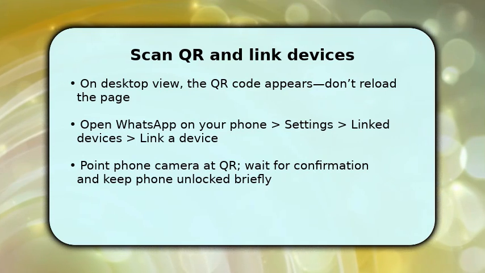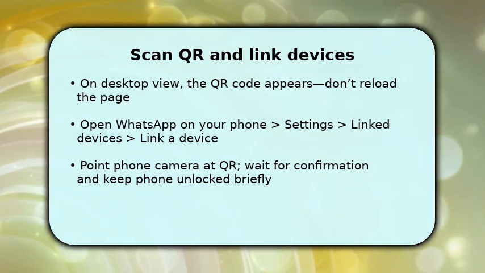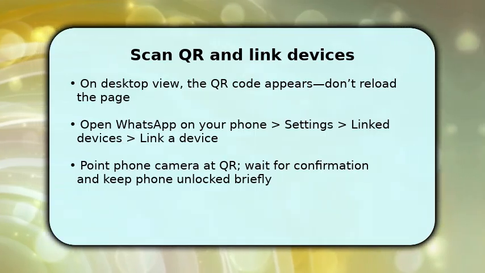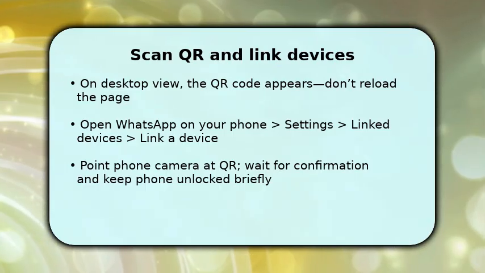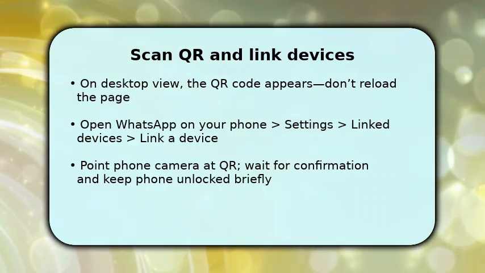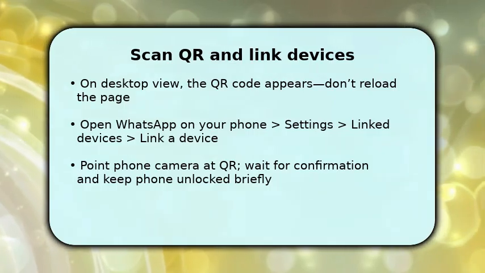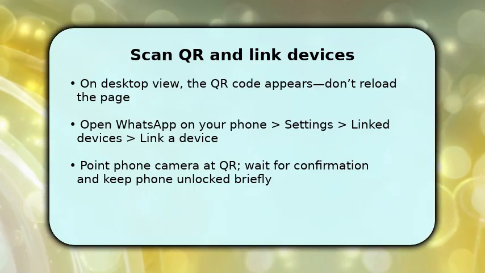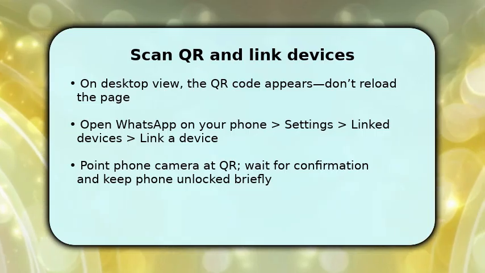Now you link them. With the desktop view showing a QR code, avoid refreshing the page. On your phone, open WhatsApp, go to Settings, then Linked Devices and tap Link a Device. You'll see a camera scanner. Point it steadily at the QR code in the browser. Once scanned, the browser will confirm the session and load your chats. Keep your phone unlocked and online for the initial sync. This ensures media and message history populate correctly.